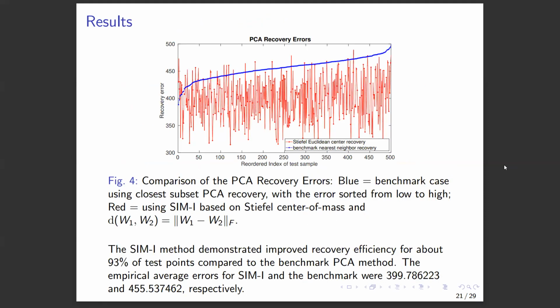So as you can see in this figure, it shows the comparison of PCA recovery errors, where the blue is the benchmark case using PCA recovery with errors sorted from low to high, while the red part is using the Sigma-I. And the results were compelling. The Sigma-I method showed improved efficiency for about 93% of the data points compared to the benchmark PCA.